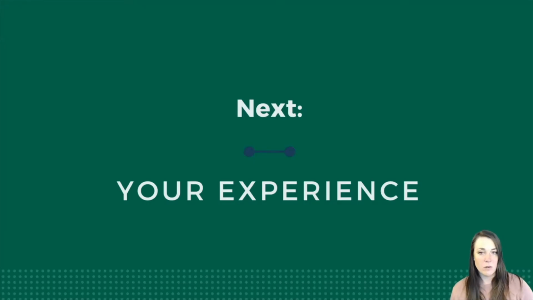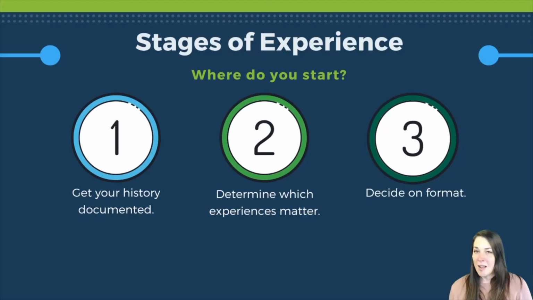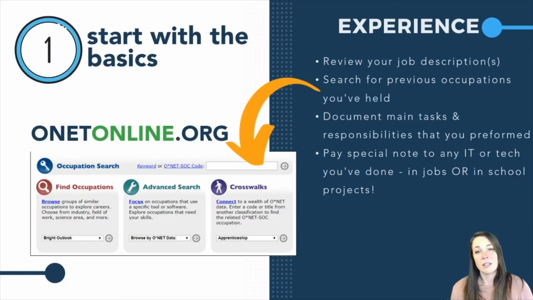Next, let's talk about your experience. Oftentimes, writing down your experience is the most daunting part of your resume. You'll either be coming into it in one of three stages. The first stage is not even having your history documented. Your second stage is that you have it written down, but you're having a hard time determining which ones matter. And the third stage is having all that information, knowing which experiences matter, and just not knowing how to format it for your resume. So if you're in stage one, you want to start with the basics.